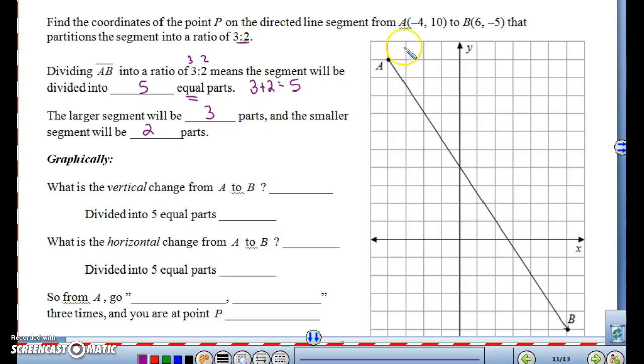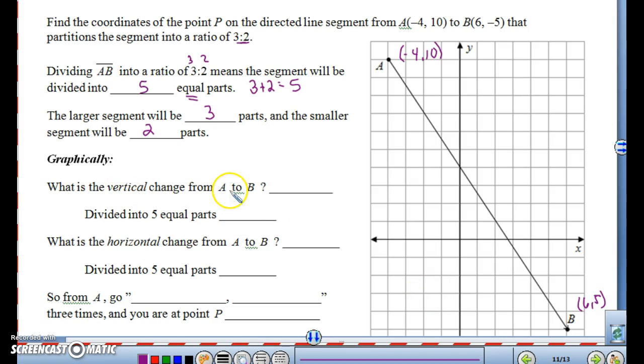Now, A is at (-4, 10), and B is at (6, -5). There are 2 ways to do this. You can do this graphically and you can do it algebraically. So we need to split this segment into 5 equal parts. Well, that means we have to know the vertical and horizontal change for the entire segment and work that out.